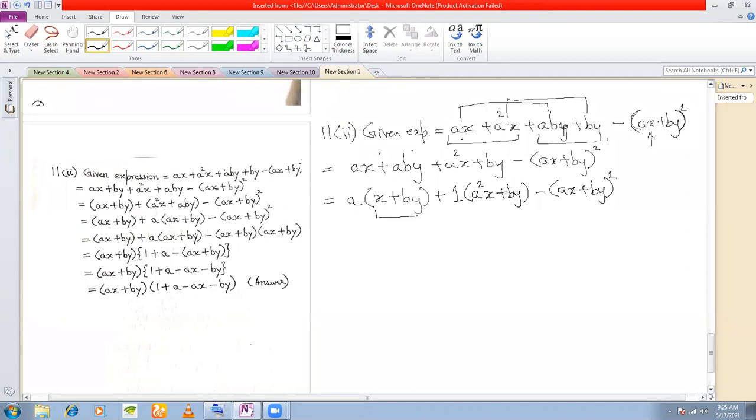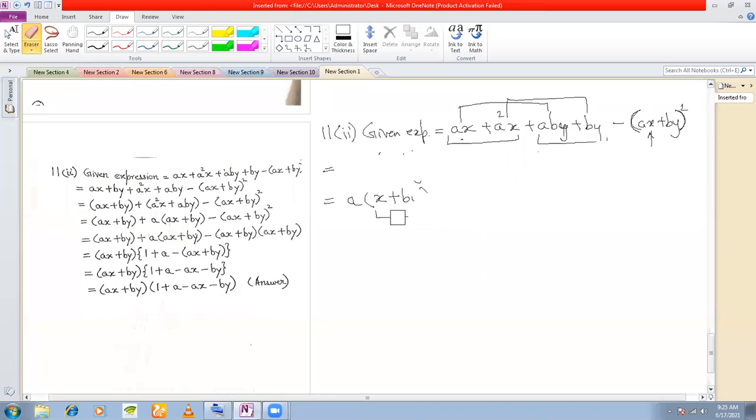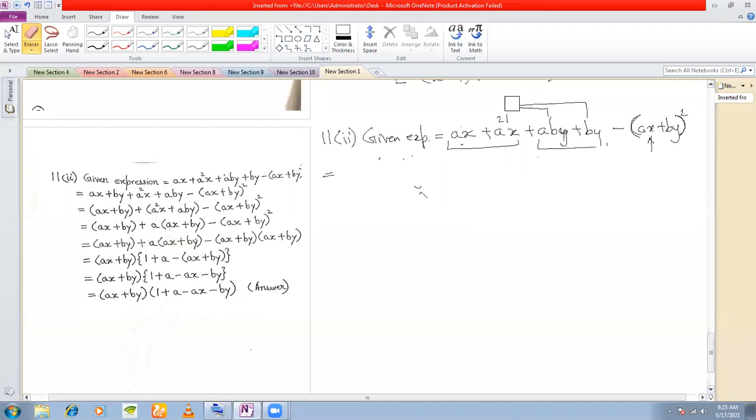See, again we are getting a square (x plus by), and here you have (ax plus by). That means all three are different, so this grouping will not work either. What is the last option left? To group the first and the fourth. The last option that we have left here is to group the first and the fourth.